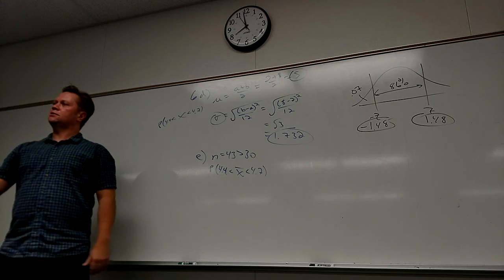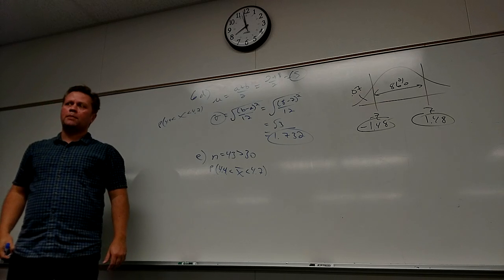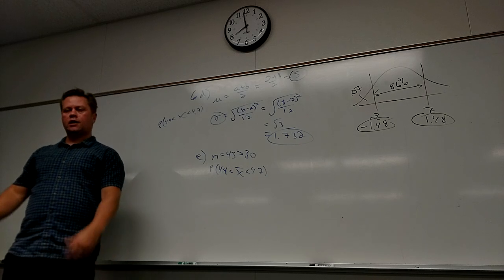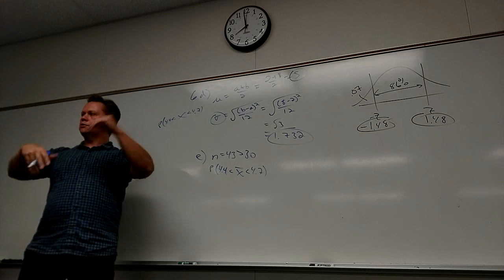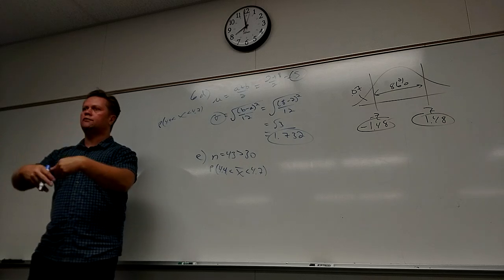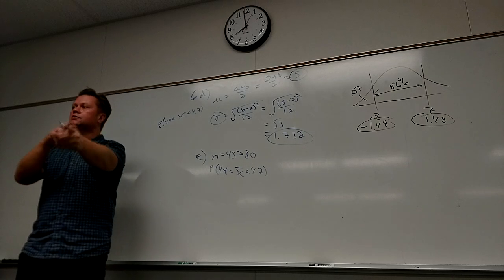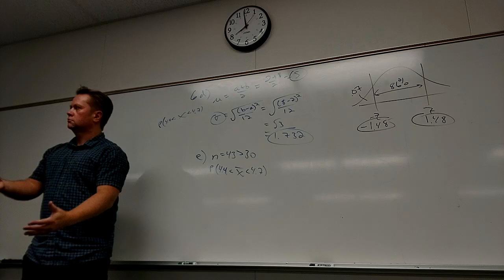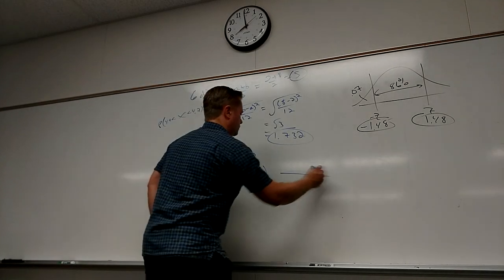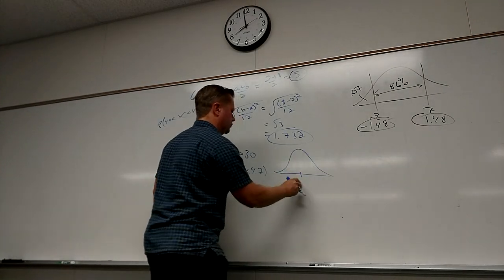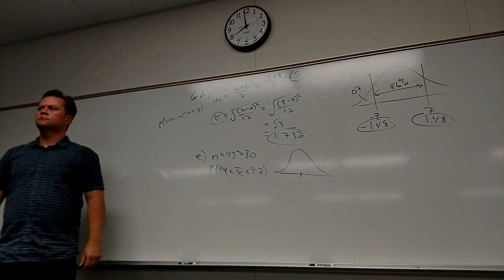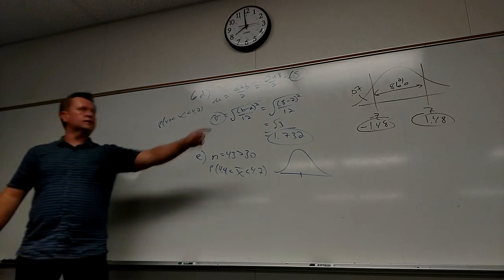So I can use z-scores to do this. That's the power of the central limit theorem. Sure, you have formulas, but the minute your sample size is big enough, you can just use z-scores and all the answers are on the chart. So I have a normal curve. What goes in the middle? 5, because that's the mean.